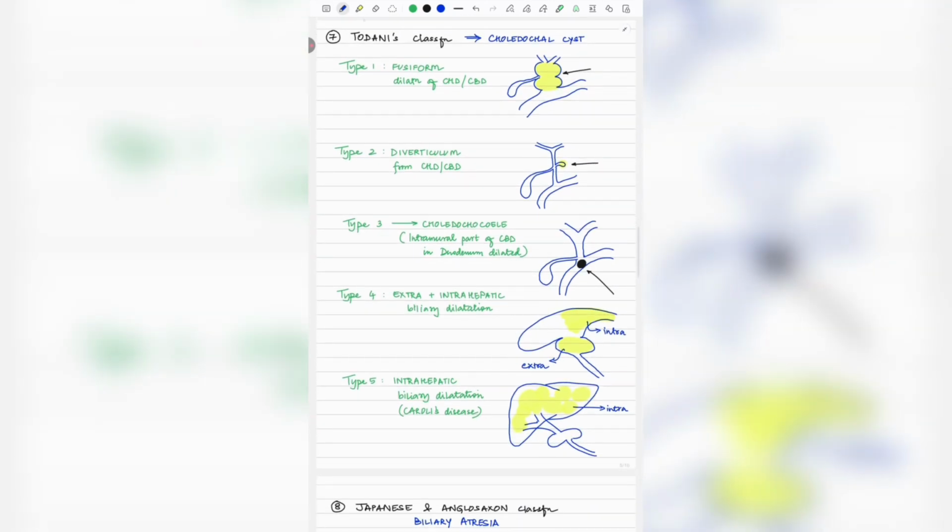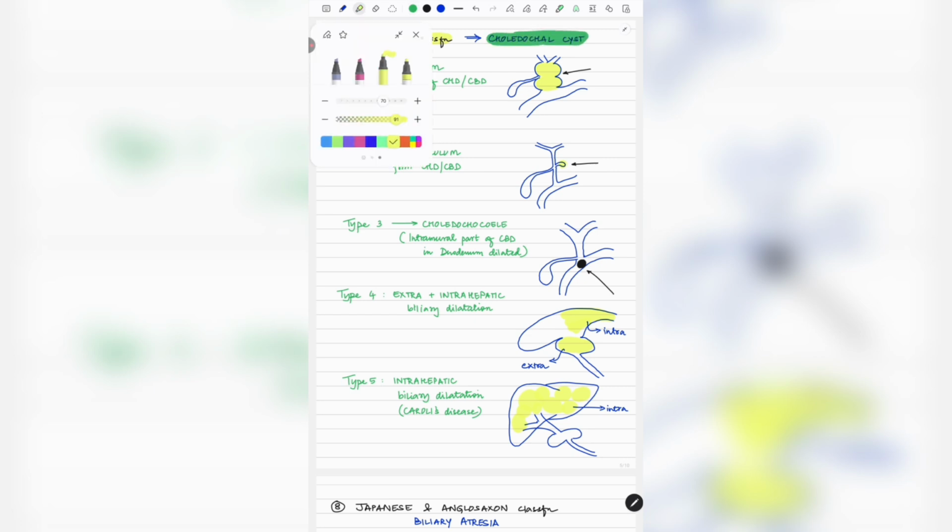Not that all the classifications are this way only. Todani classification. In the Todani classification, we are going to see the choledochal cyst. In the choledochal cyst, what you are going to investigate is very important. Type 1 is fusiform. See the fusiform dilatation, which I have marked in yellow color, right? That is fusiform dilatation of either the common hepatic duct or the common bile duct.